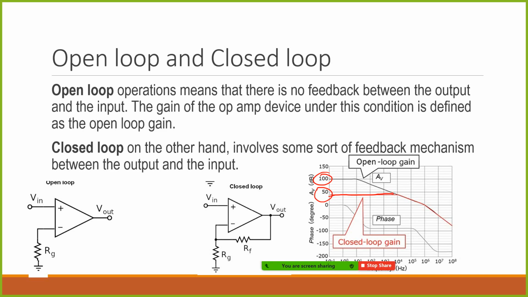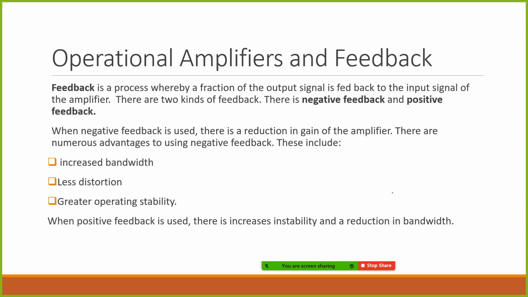Yes, sir. So we're going to look at the whole thing about feedback. It's not only a definition, but something we must be able to define as well. Because what you just looked at as it pertains to the closed loop is working off of what we call a feedback mechanism. When feedback occurs, a fraction of the output is fed back to the input of the operational amplifier.